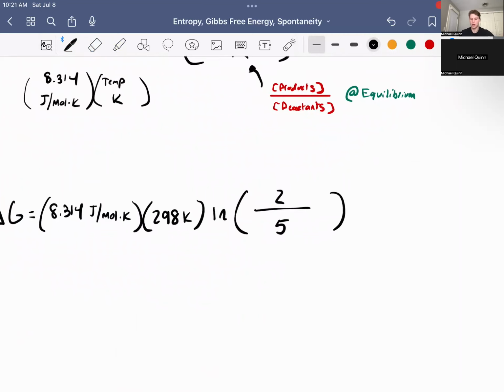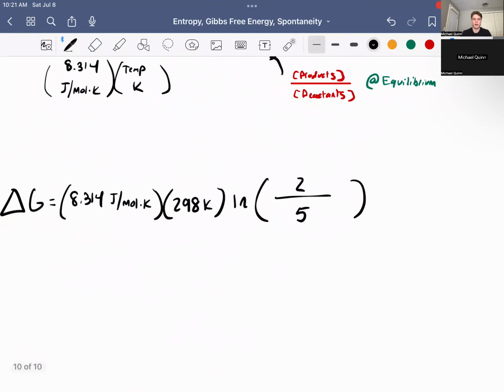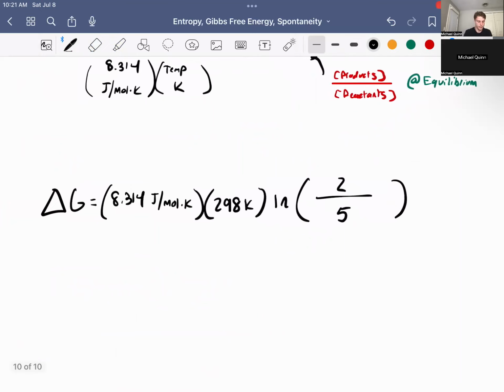Now that we have filled in all of our variables, we can pick up our calculator and solve for what delta G will be. So when I plug this in, 8.314 times 298 Kelvin times the natural log of 2 divided by 5, I get negative 2,270.18.